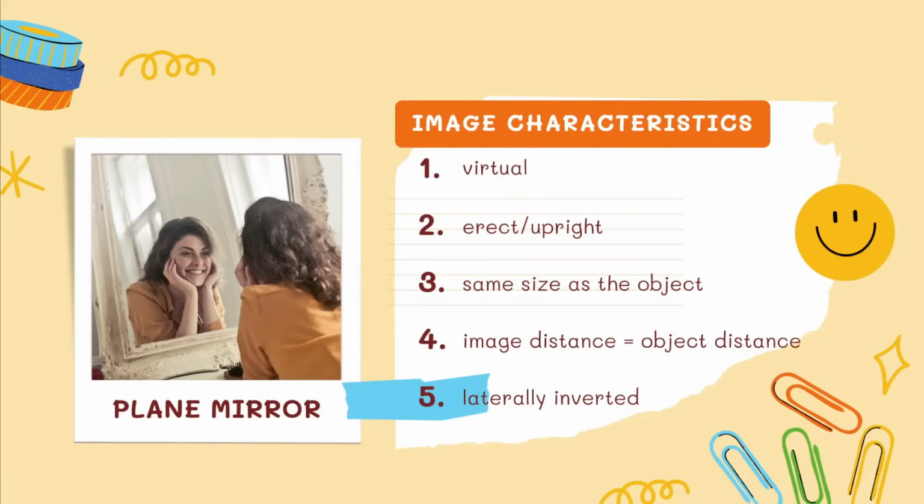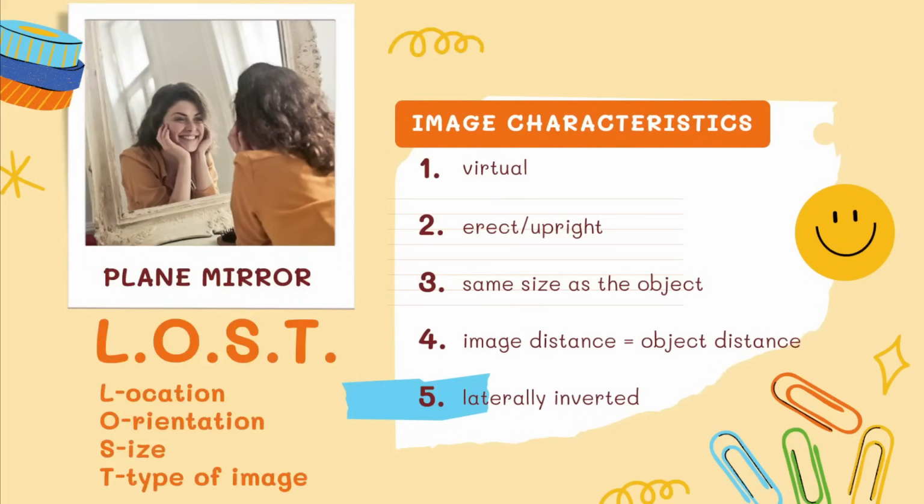Now, all of these characteristics can be classified into what we call the LOST, L-O-S-T. Okay? L stands for location, O stands for orientation, S stands for size, and T stands for type of image. So these are very important because later on, when we go to curved mirrors, you will be encountering this LOST again. Okay, so ano ba yung location natin sa plane mirror?